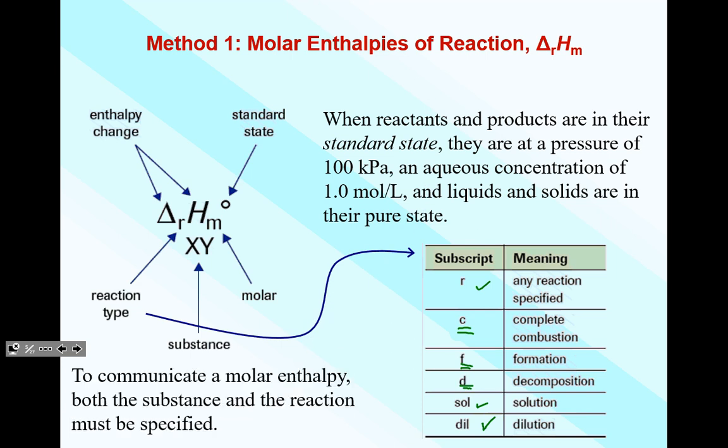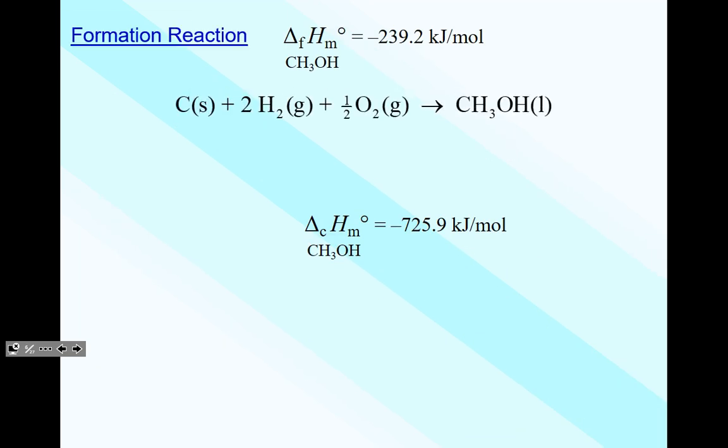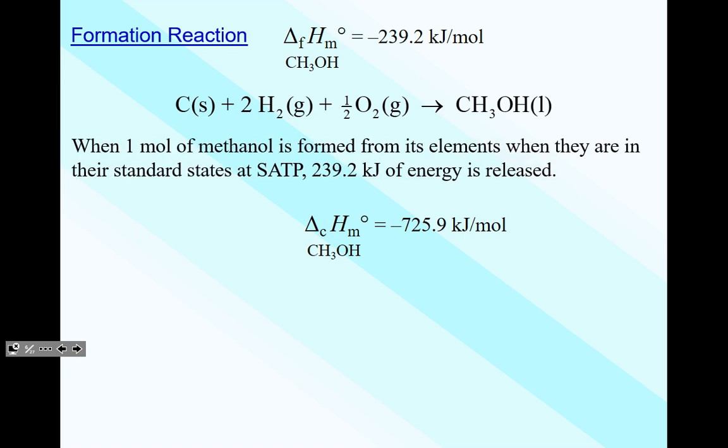So to communicate a molar enthalpy, both the substance and the reaction must be specified, like I talked about with you before. Here's an example of a formation reaction, the formation of methanol. When 1 mole of methanol is formed from its elements in their standard states at SATP, 239.2 kilojoules of energy is released.